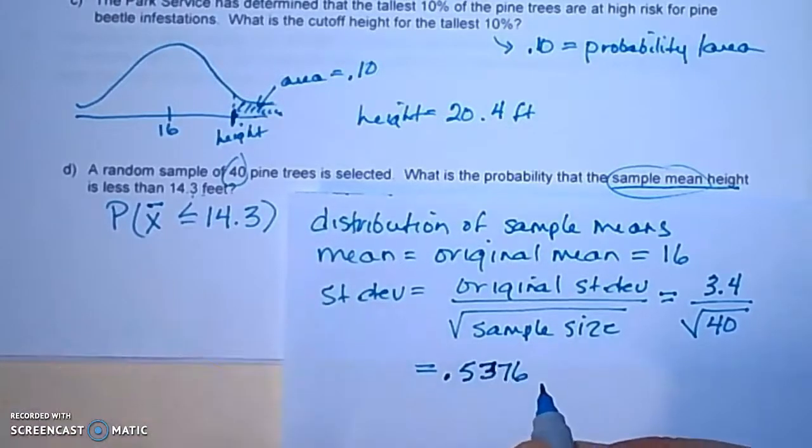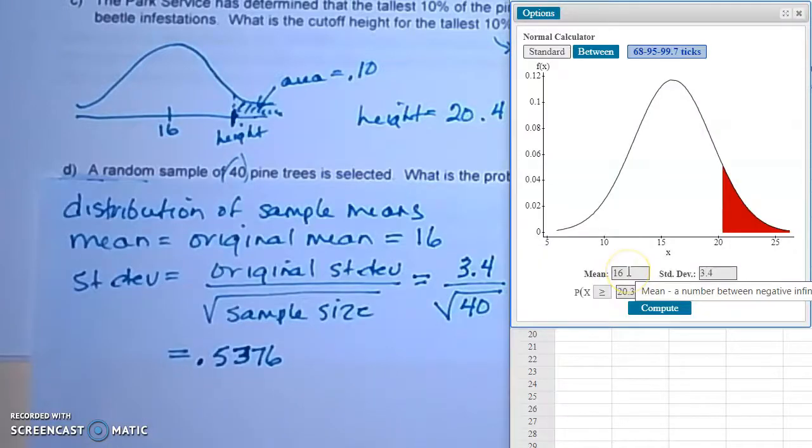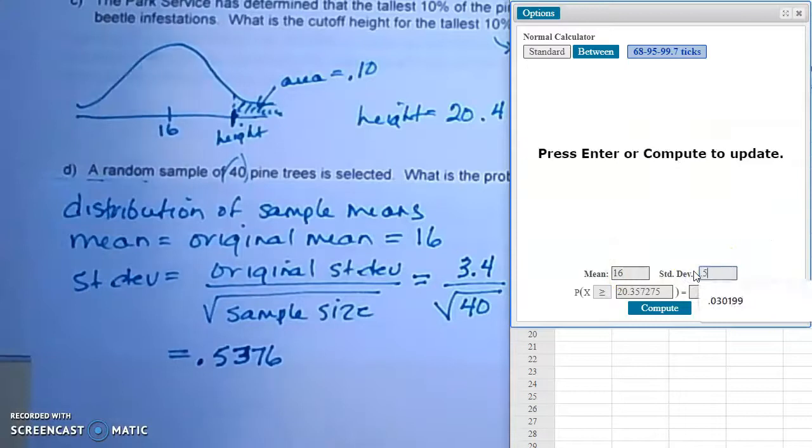0.5376. To find this probability, I'm going to go back to my StatCrunch normal calculator. I'm going to leave in the mean that I had before, the 16, but I'm going to put in this new standard deviation. I'm leaving my mean as 16 and changing my standard deviation to 0.5376.